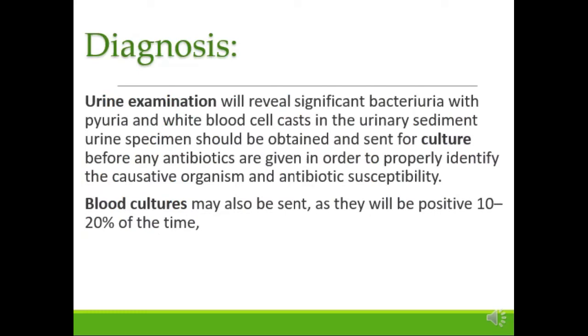Diagnosis. How can we diagnose acute pyelonephritis? Urine examination will reveal significant bacteriuria with pyuria and white blood cell casts in the urinary sediment. Urine specimens should be obtained and sent for culture before any antibiotics are given. Why? In order to properly identify the causative microorganism and antibiotic susceptibility. Also, blood culture may be sent, as it will be positive in about 10 to 20% of infected women.